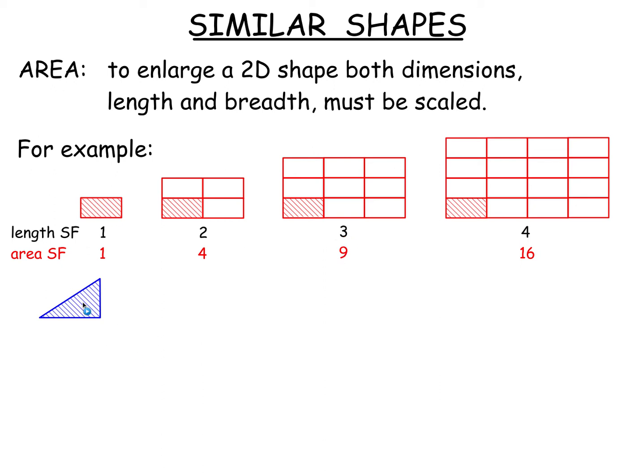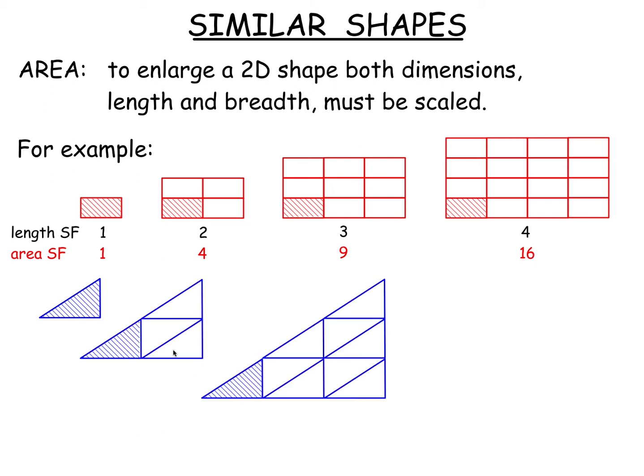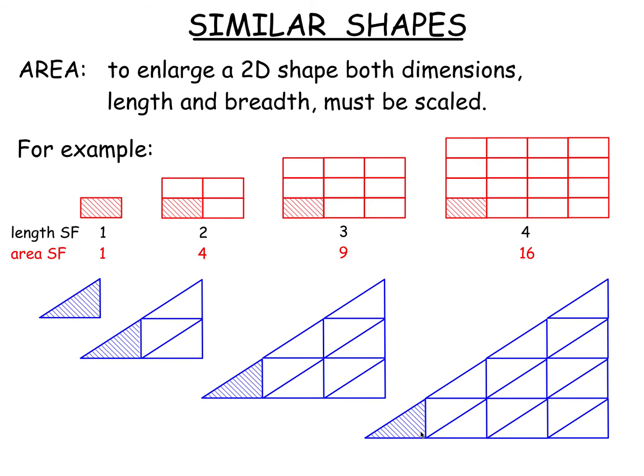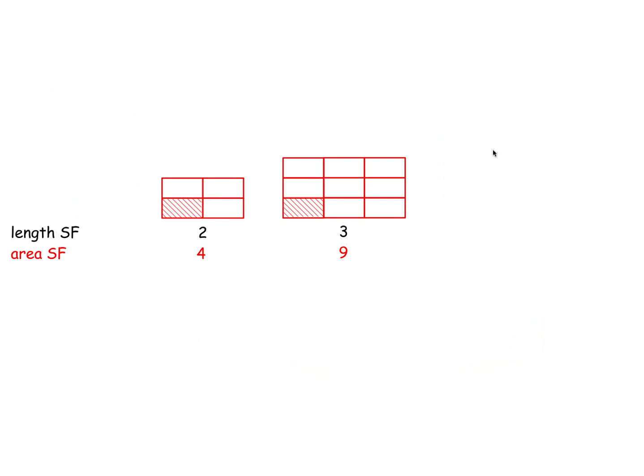Here's another shape. Triangle. Double its sides. Twice as long, twice as high, 4 times in area. 3 times as long, 3 times as high, 9 times in area. 4 times as long, 4 times as high, 16 times in area. So that's area scale factor, square the length scale factor.